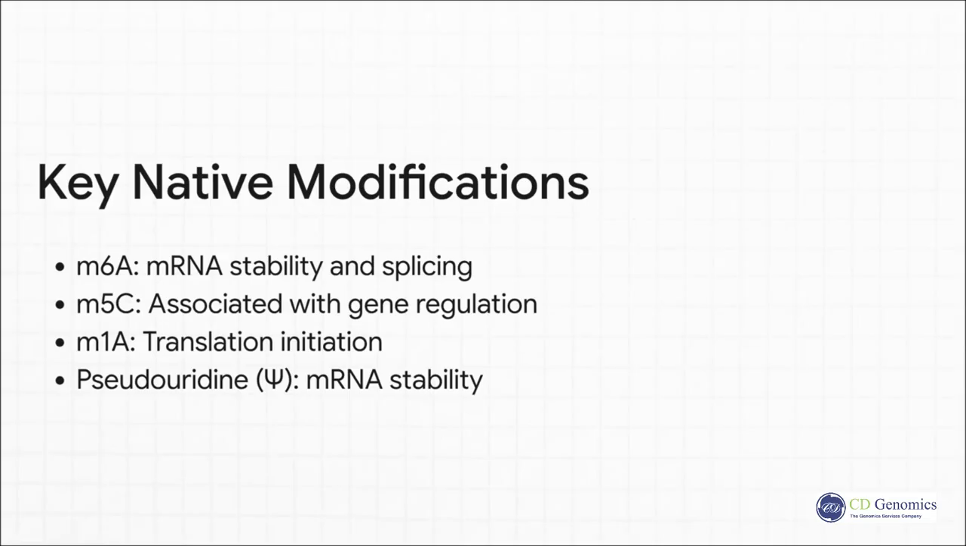But these are the heavy hitters. Modifications like M6A, M5C, and pseudouridine are directly responsible for controlling mRNA stability, translation efficiency, and splicing. And DRS spots them natively, simply because each modified base disrupts that nanopore's electrical current just a tiny bit differently than a standard base would.